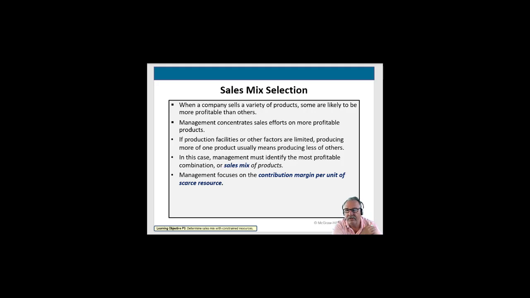If our scarce resource is a piece of machinery, then how many hours do we have available? We would make the product that has the highest contribution margin per hour of that machine time until we can't sell any more of those, and then we start making the second one.